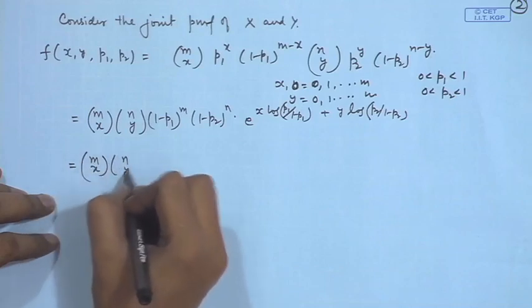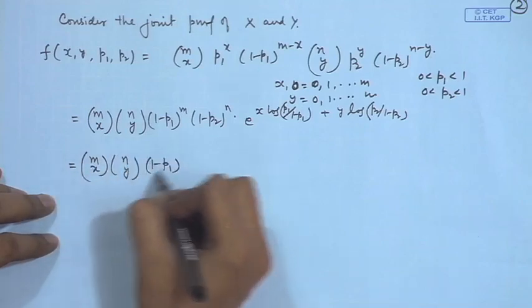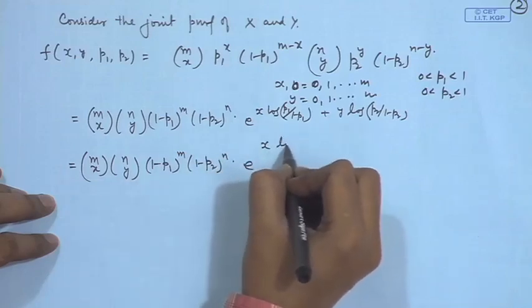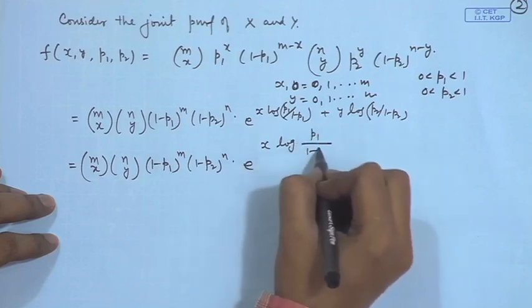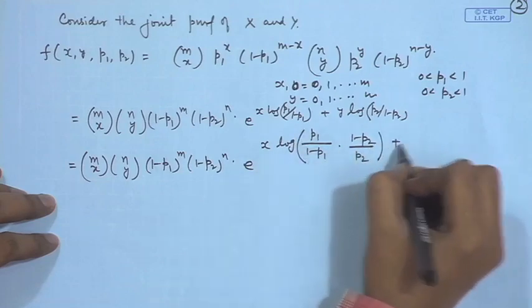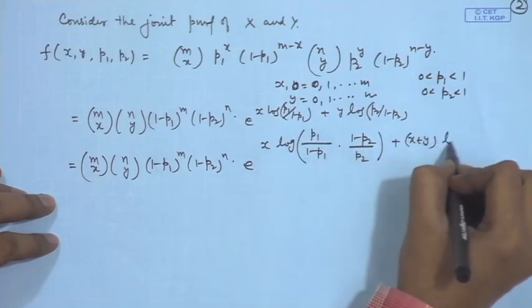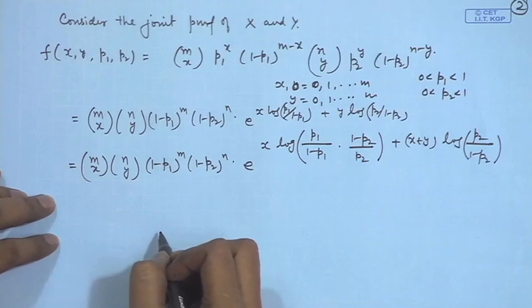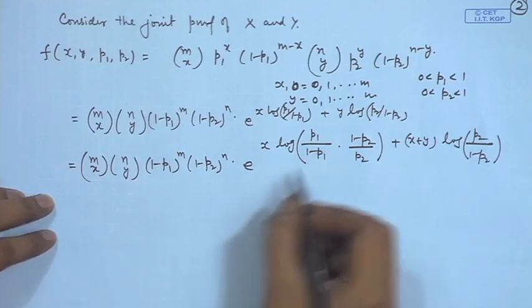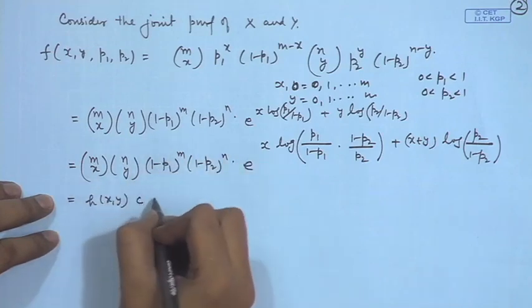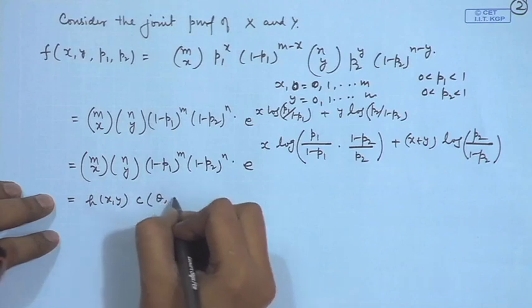What we do, we write it in this form: m c x, n c y, 1 minus p 1 to the power m, 1 minus p 2 to the power n, e to the power x log of p 1 by 1 minus p 1, 1 minus p 2 by p 2, plus x plus y log of p 2 by 1 minus p 2. Let me call this some h of x y. This function is c of our parameters. We will rename this thing.